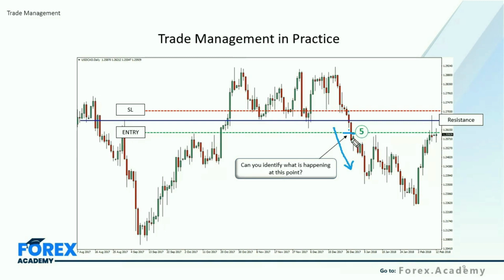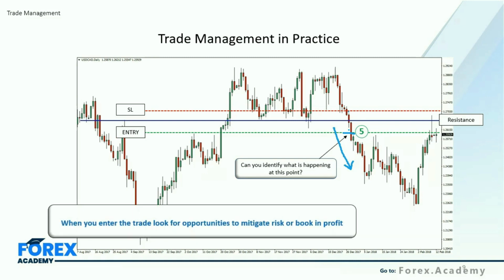So what do we do? We enter the market at point number 5, except this time we have a bias to the downside, whereas previously we had biases to the upside. So we're taking note of what's happening technically, and there's a different setup now applying to this market. So we look to enter this market at point number 5 with a view for this price to move to the downside. So when you enter the trade, look for opportunities to mitigate risk or to book in profit. Let me talk you through the principle and the approach.